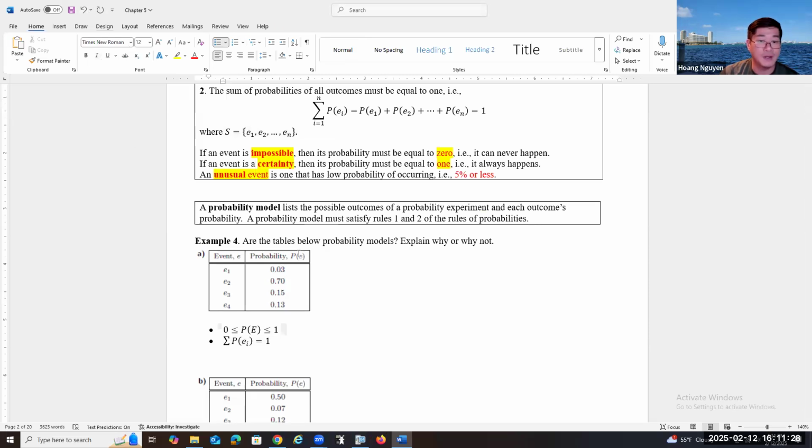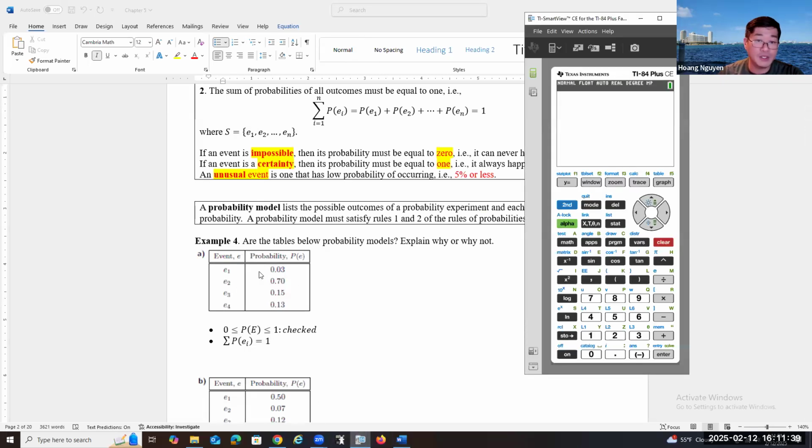How about the second one? Is it true or false? Now, the next thing we do is when we do the total for all of this probability, the answer should be 1.